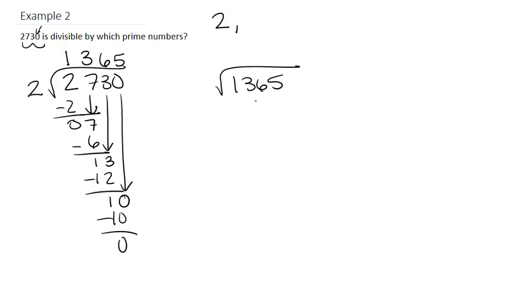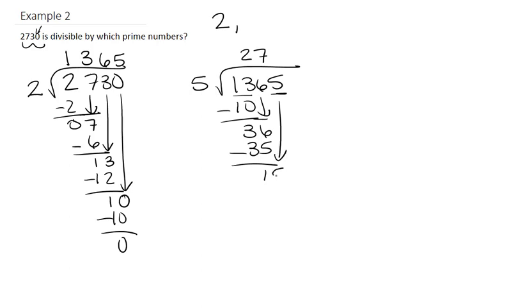Now when we look at this number, we can see that it ends in a 5. So it can be divided by 5. So let's go ahead and divide it. So 5 can go into 13 2 times. 5 times 2 is 10. We subtract, we get 3. We're going to bring down the 6. 5 can go into 36 7 times. 5 times 7 is 35. We subtract, we get 1. Bring down the 5. Now 5 can go into 15 3 times. 5 times 3 is 15. We subtract, we get 0. So now we have 273.